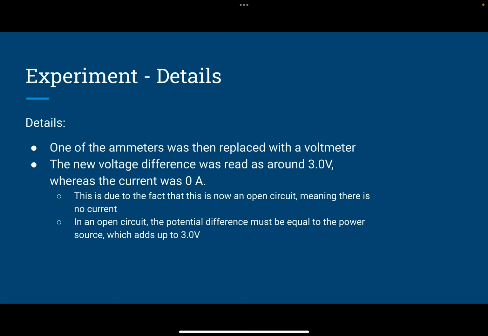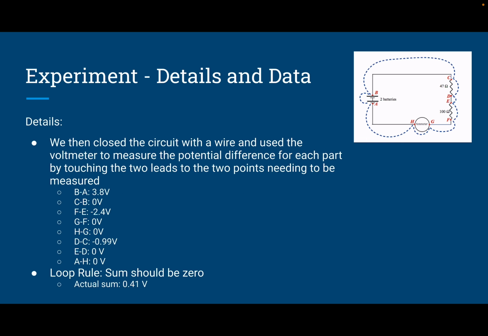One of the ammeters was then replaced with a voltmeter. The new voltage difference was read as around 3 volts, whereas the current was around 0 amps. This is due to the fact that this is now an open circuit, meaning there is no current. In an open circuit, the potential difference must be equal to the power source, which adds up to 3 volts.